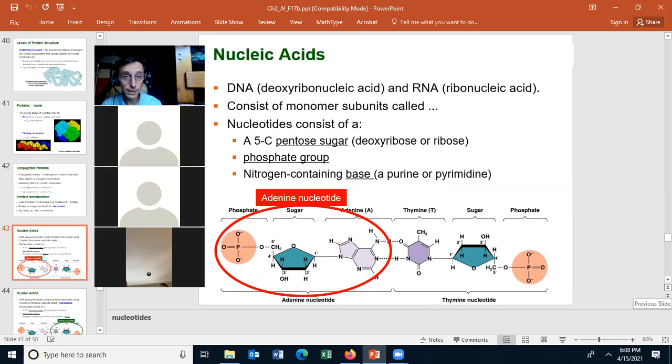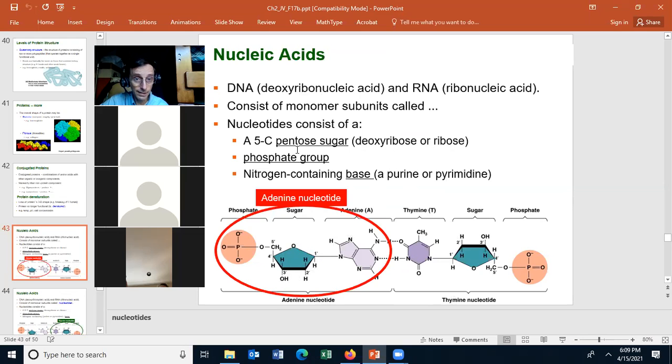There are two nucleic acids, DNA, which stands for deoxyribonucleic acid, and the second is RNA, which stands for ribonucleic acid. Both of these molecules, meaning both DNA and RNA, consist of monomers called nucleotides. And here we're looking at a nucleotide. A nucleotide consists of a 5-carbon pentose sugar, which is always deoxyribose in DNA and ribose in RNA. And that gives it the name ribonucleic acid, or DNA deoxyribonucleic acid.